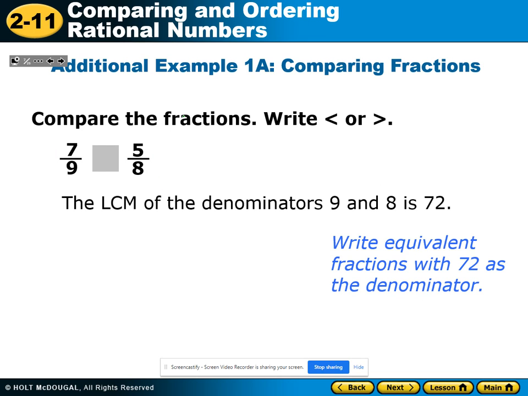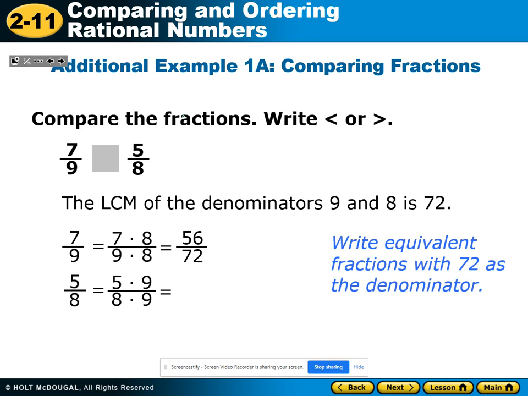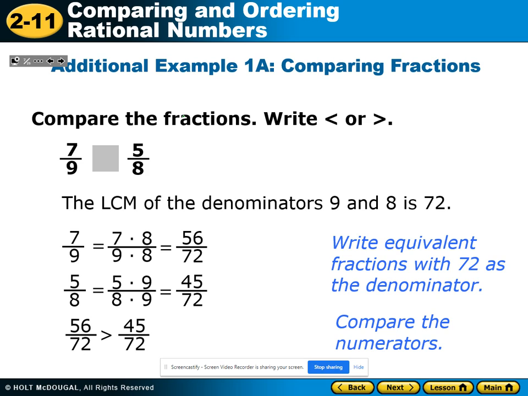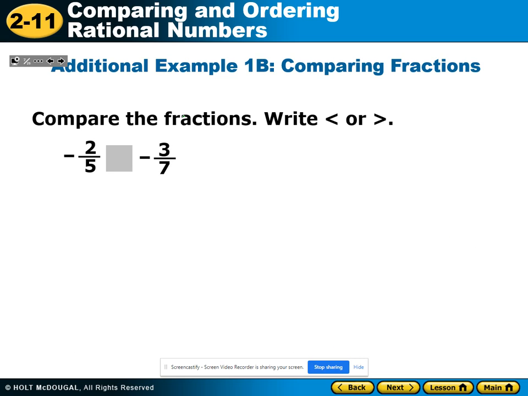The LCM is 72, so we have to figure out what turns 7/9 to get 72 on the bottom. That's times 8 over 8. 5/8 is times 9 over 9, and we get 45 over 72. And we compare the numerators then. We see 56 over 72 is greater, so 7/9 is greater, and we can put that in there.